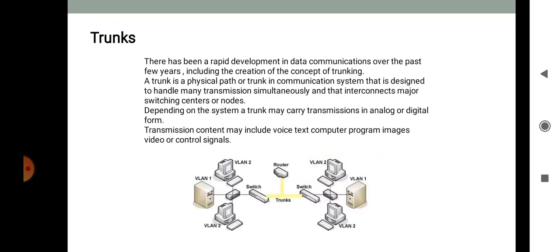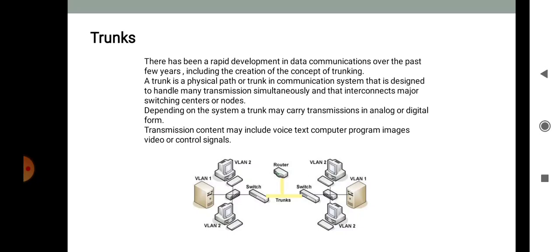Then trunks. There has been rapid development in data communications over the past few years, including the creation of the concept of trunking. A trunk is a physical path, or a communication system designed to handle many transmissions simultaneously, and it interconnects major switching centers and nodes. Depending on the system, a trunk may carry transmissions in analog or digital form. Transmission contents may include voice, text, computer programs, images, video, or control signals.